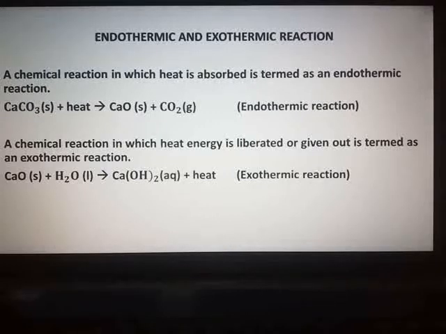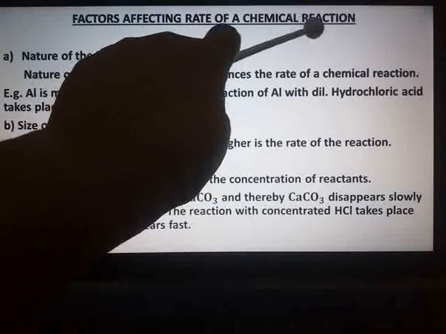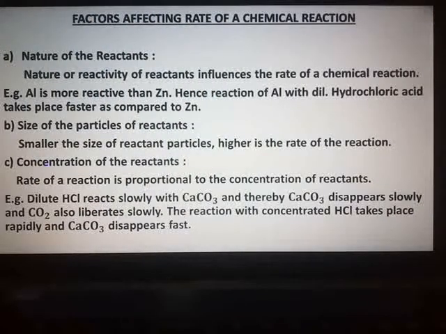Now let us move towards the next topic. The very important topic is the factors which affect the rate of a chemical reaction. For any chemical reaction to be carried out, there are certain factors, certain conditions which have to be supplied to foster the rate of the reaction, to bring about the reaction at a very quick or speedy rate. So which are those factors?